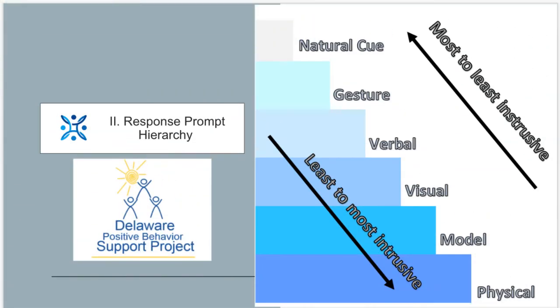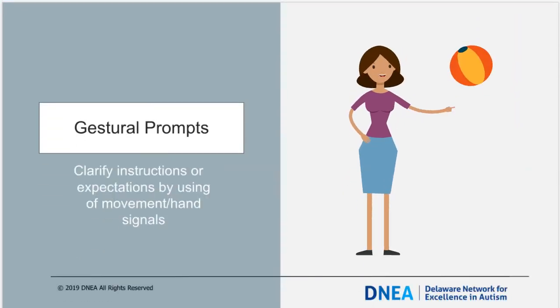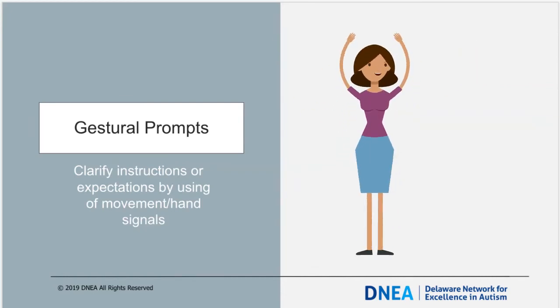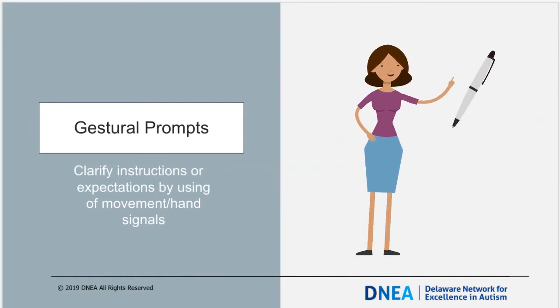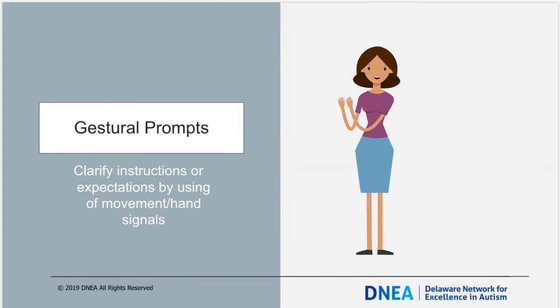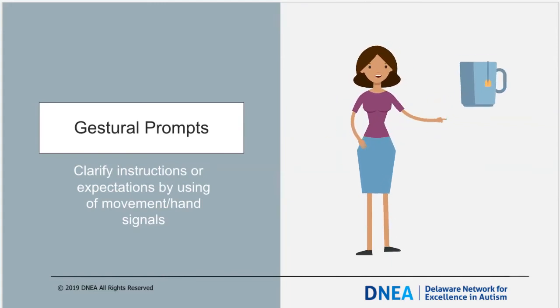Response prompts are considered in a hierarchy. These prompts are categorized from least to most intrusive or vice versa. These types of prompts will be explained in further detail. Gestural prompts provide information or clarify instructions through the use of movement or hand signals. Gestural prompts may include pointing or touching an object.